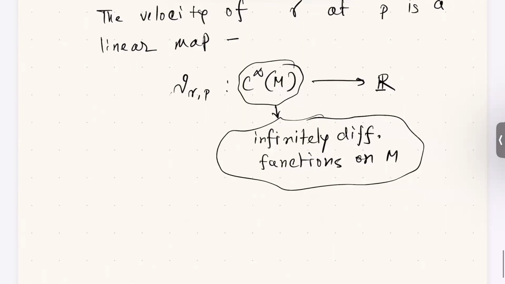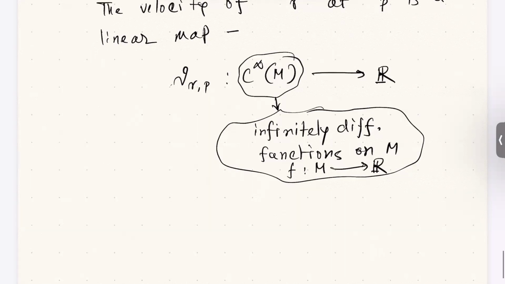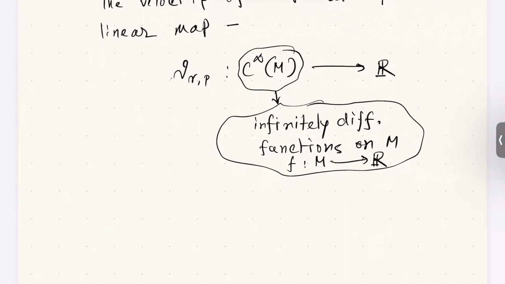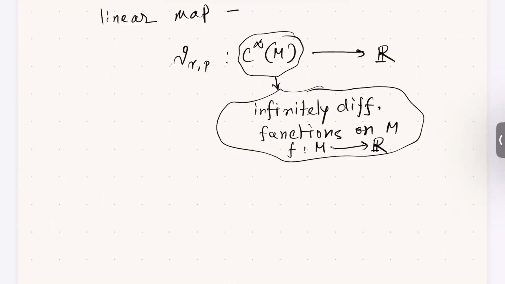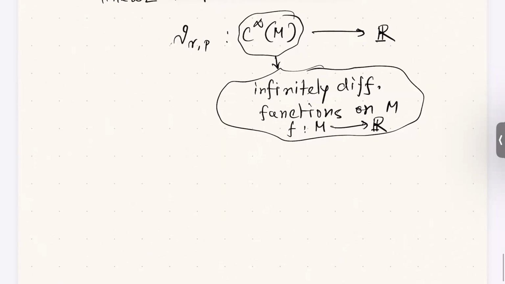So that means if f is an element of C infinity(M), then this is a map from M to R. Okay. Then, basically the idea comes from vector calculus. So what do we know? What do we know about the directional derivative? Directional derivative of a multivariable function. So yeah, rate of change in a certain direction.